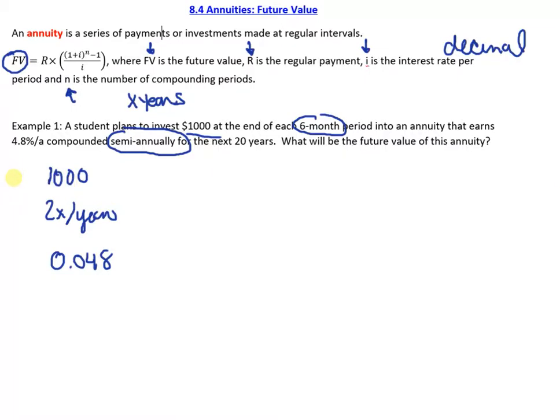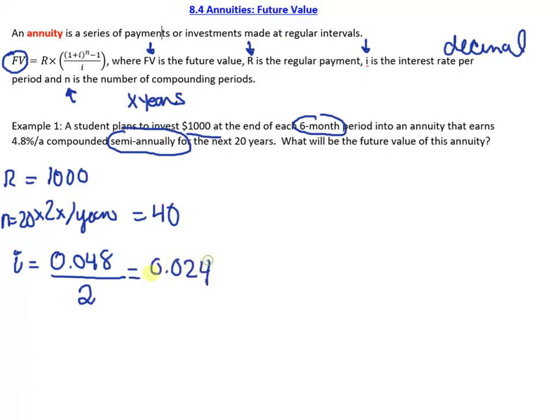So our principal, what we're investing each time, is $1,000. That's going to be our R. It's going to be for 20 years, so N equals 20 times 2 because it's 2 times per year. So our N is going to equal 40. And then our I, because it's twice a year, we're not going to get paid out 4.8% twice a year. We're going to get paid out 2.4% twice a year. What will be the future value? So we go future value equals, and that's a big question mark.